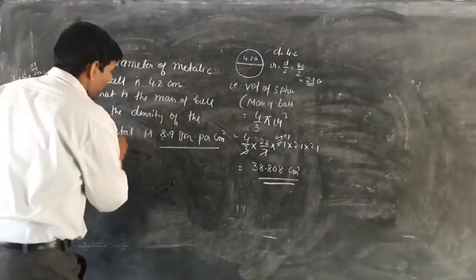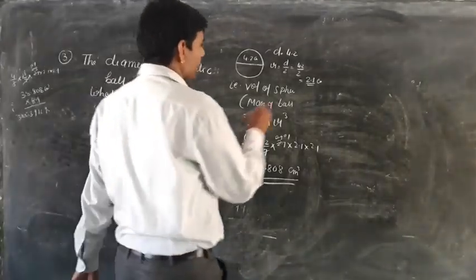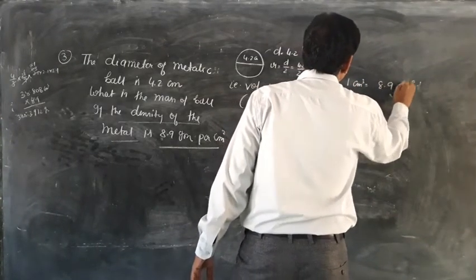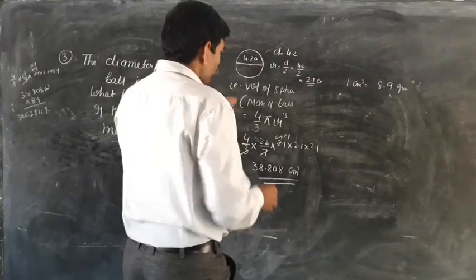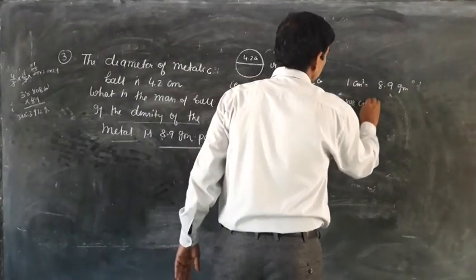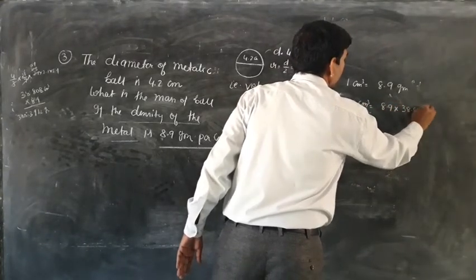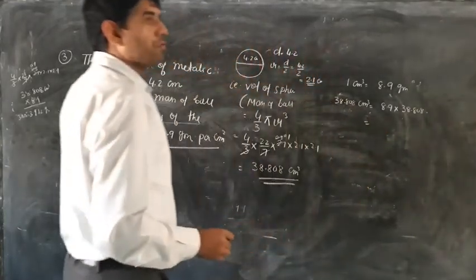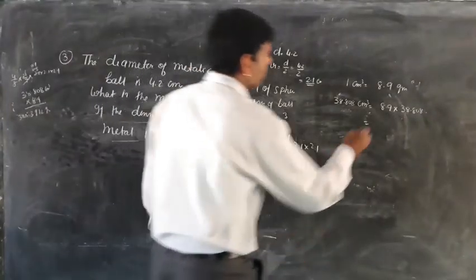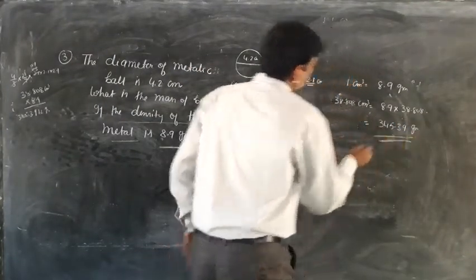Second, we find the mass. The density of the metal is 8.9 gram per centimeter cube. So 1 centimeter cube is equal to 8.9 gram. Therefore, the mass of the ball is 38.808 centimeter cube times 8.9. That is the multiplication of 38.808 into 8.9, which is 345.39 gram.